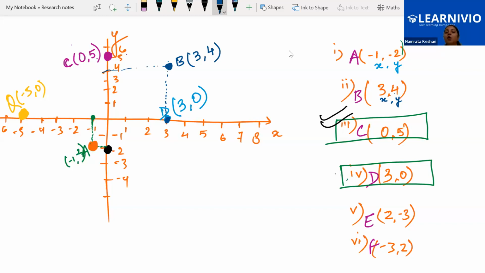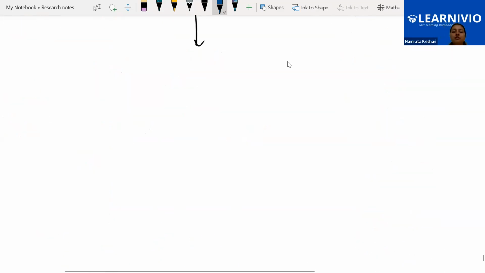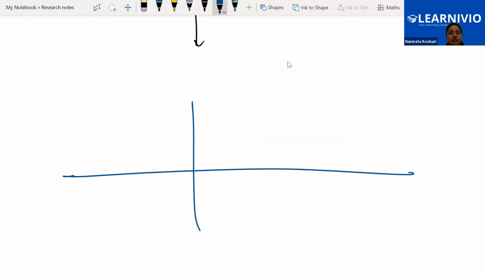If you are locating a point 3, 4, then from there, if we drop a perpendicular on the x-axis, suppose you have a coordinate axis and you say, this is the point B, that is 3, 4. What is the meaning of that? From there, if you drop a perpendicular on the x-axis, it must touch at 3. And if you drop a perpendicular on the y-axis, it must touch the y-axis at 4, because y is 4 and x is 3.